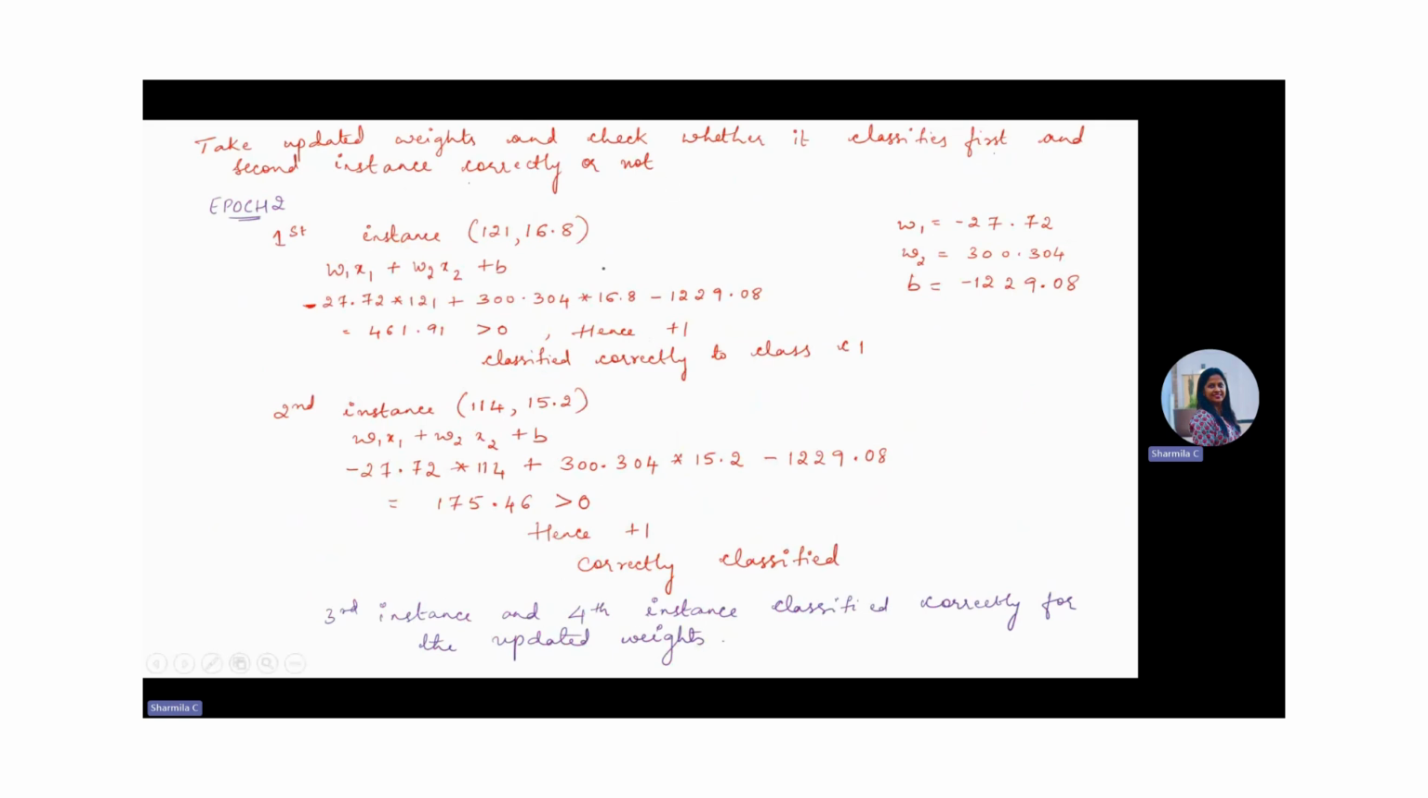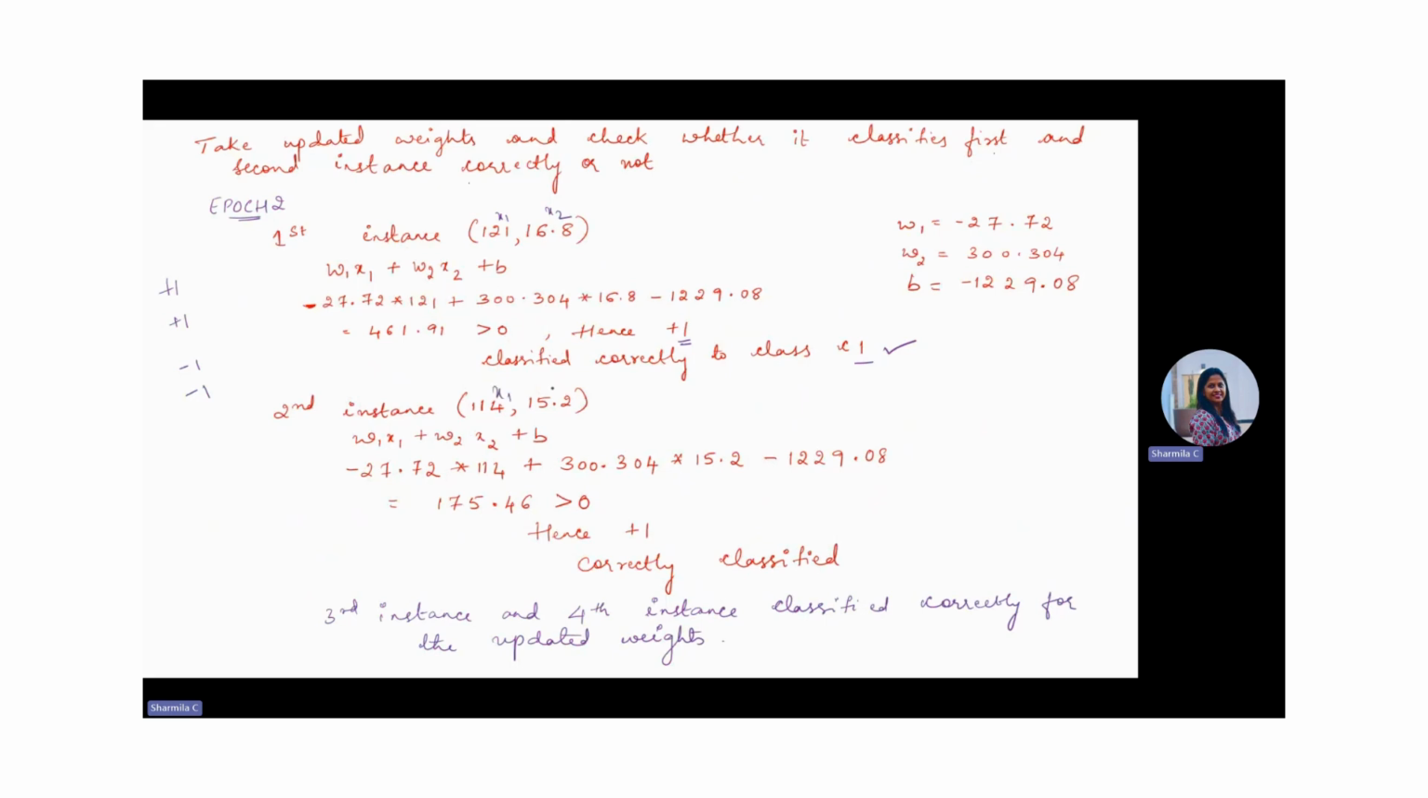We'll try to shorten the calculations here. For the first instance, the initial weights are 121 and 16.8. So these are the updated weights. Substitute the values. So these are x1, x2, w1 and w2, and the bias value is there, because the first instance is classified as +1, and the third and fourth are -1 and -1. So it is greater than 0. When you give this to the activation function, what is it going to output? It is going to output +1, classified correctly to the class C1. So it is doing fine with the updated weights.